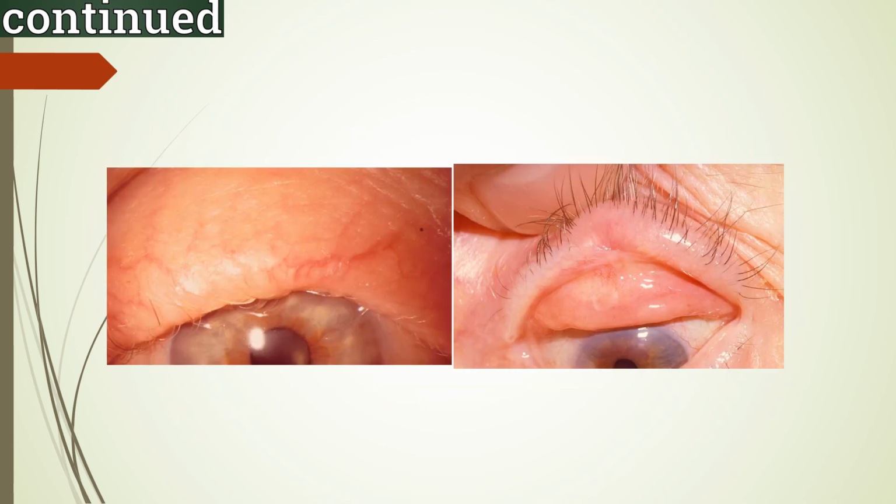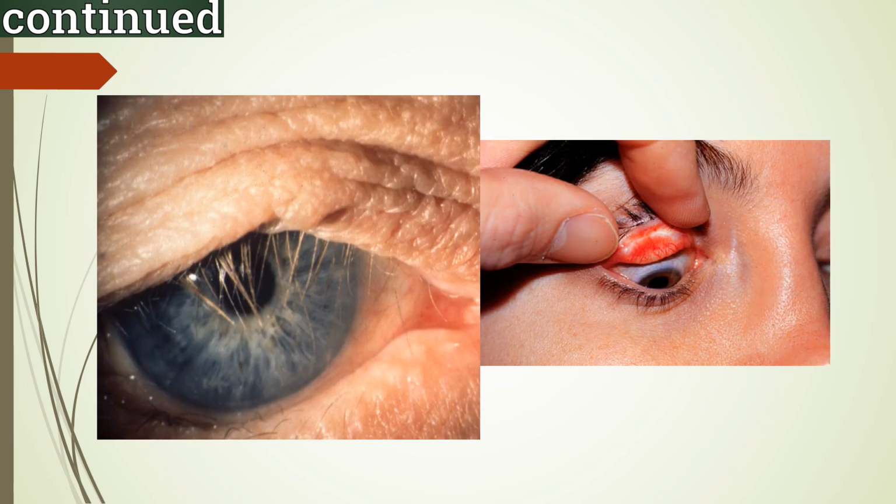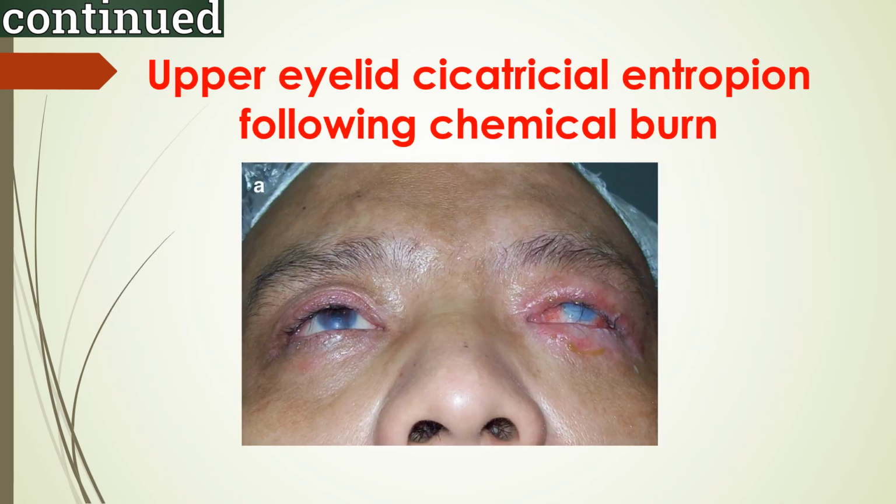Another example of cicatricial upper eyelid entropion due to trachoma with Arlt's line. A third example of the same condition. This is an upper eyelid cicatricial entropion following a chemical burn.